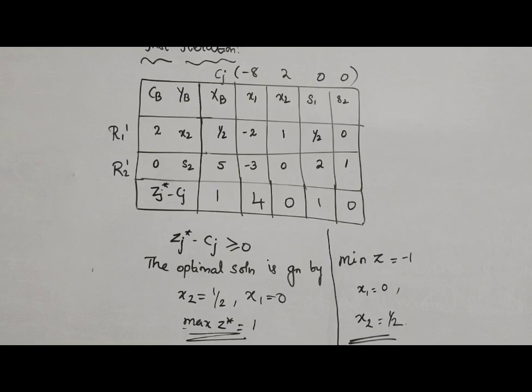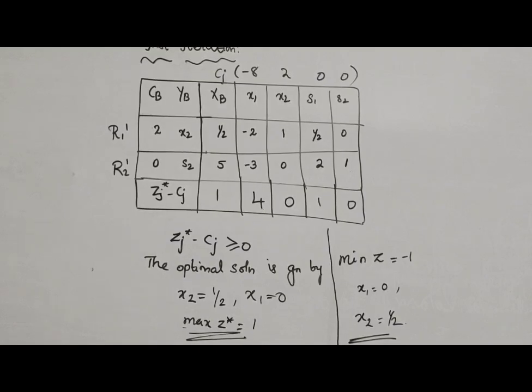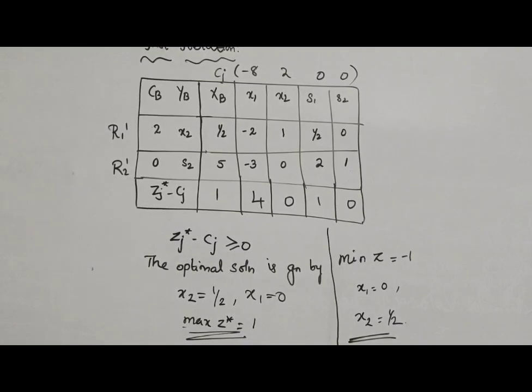Okay. For converting minimization to maximization, we are multiplying minus 1, right? Again, we are converting back to minimization, which means we are again multiplying minus 1. This is the concept.